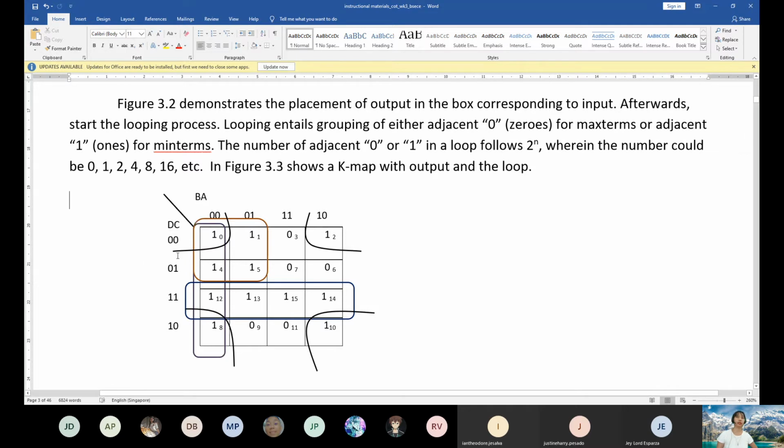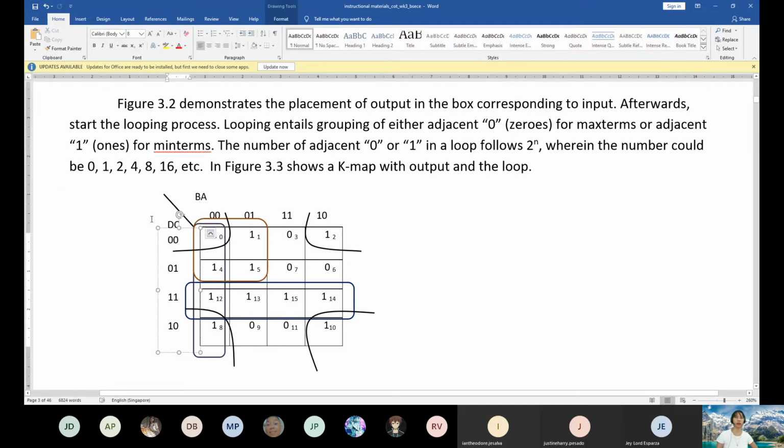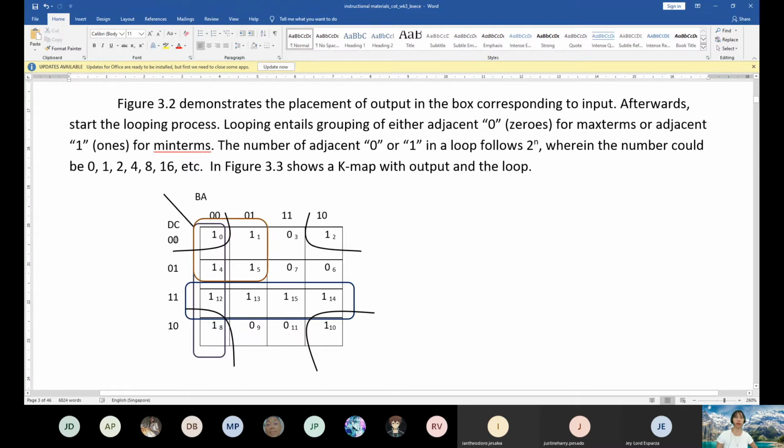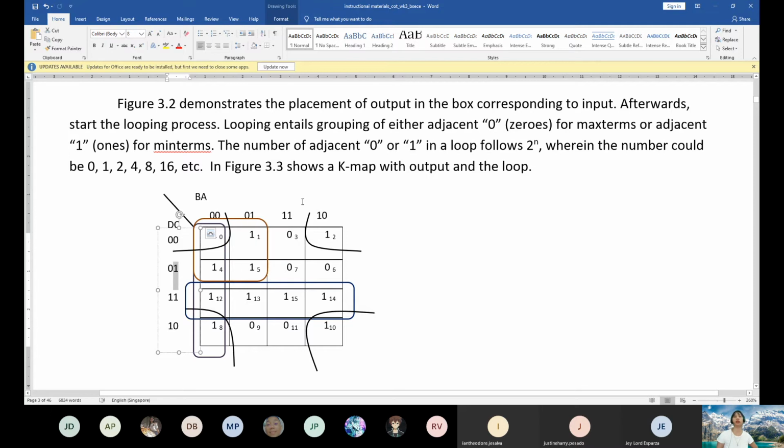So if you see 0, 1, it will be automatically eliminated. Okay, so for this example, we've chosen the 4 adjacent ones here. For the orange loop, for D and C inputs, let's compare C. We have 0 and 1. So what will happen to C?